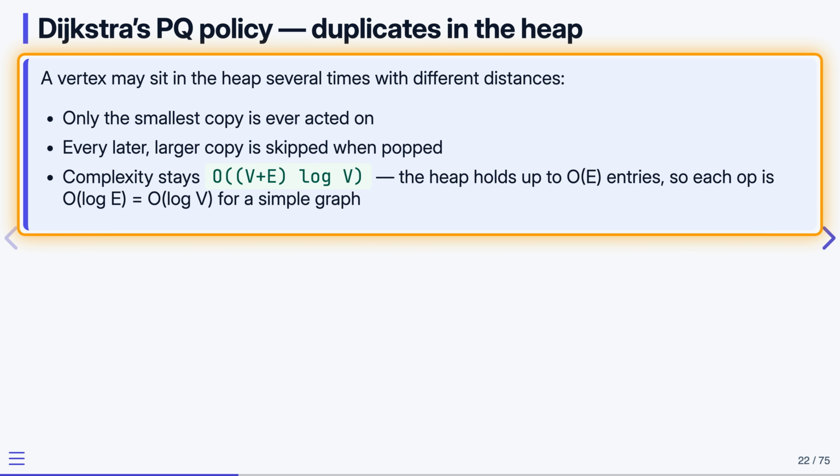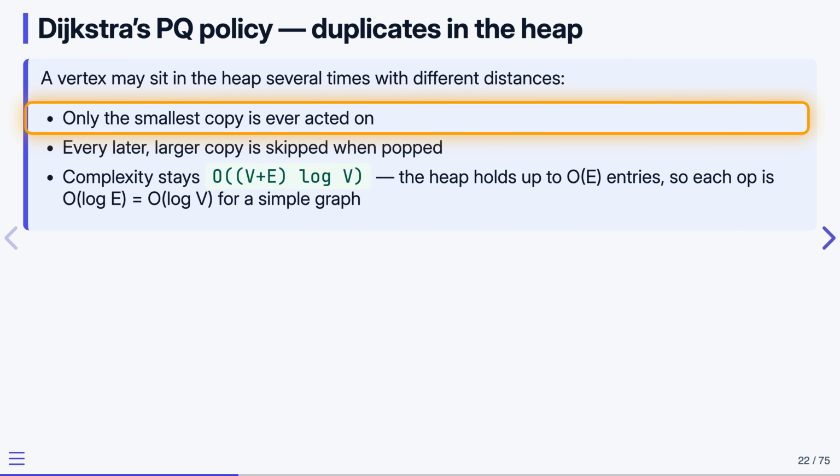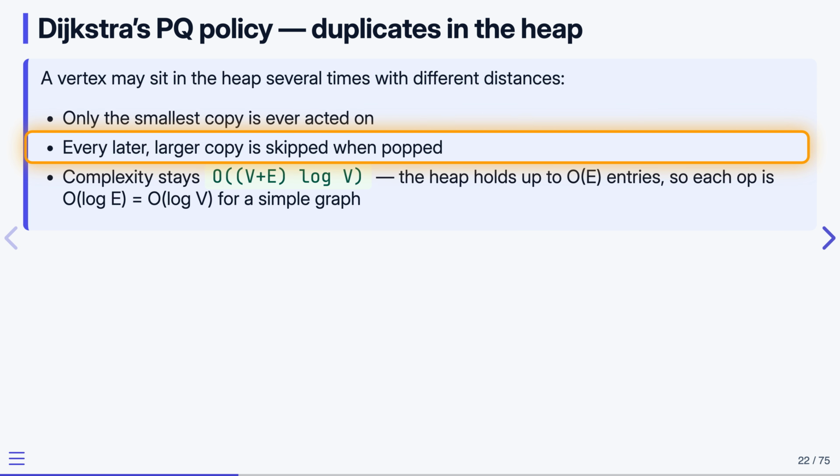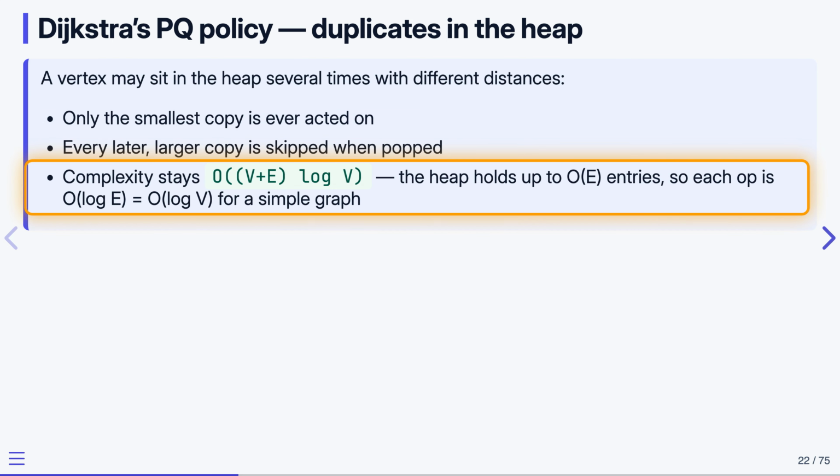So a vertex may sit in the heap several times, with different distances. Only the smallest copy is ever acted on. Every later, larger copy is simply skipped when it is popped. And the cost still holds at big O of V plus E, times log V. Each relaxation pushes at most one extra entry, so the heap may hold up to big O of E entries. That makes each heap operation big O of log E, which is big O of log V for a simple graph.